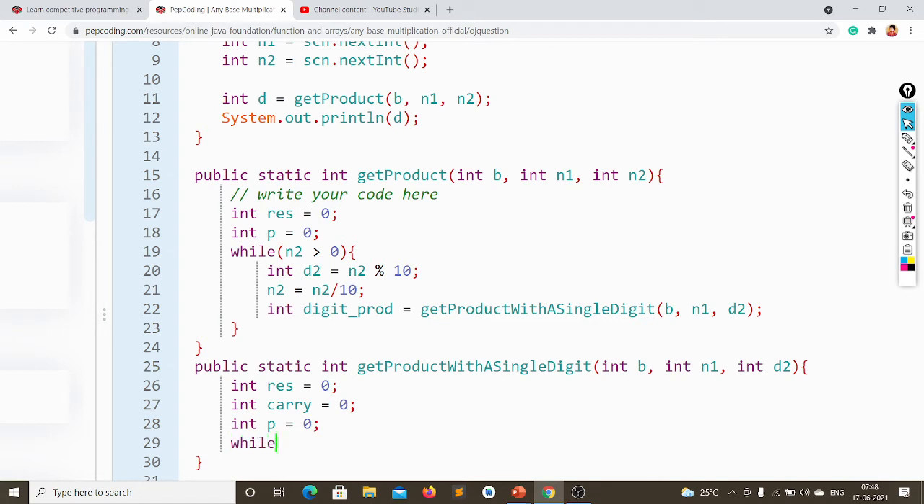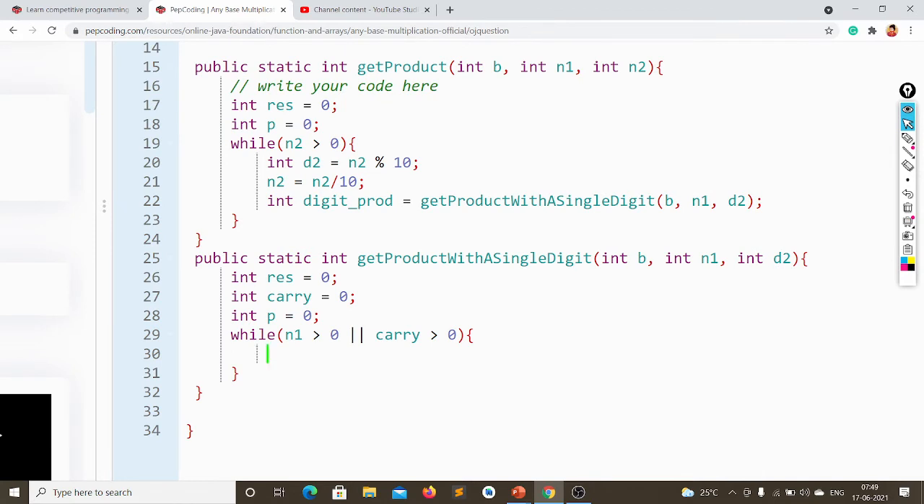Okay, while my n1 is greater than 0 or my carry is greater than 0, so anything can be possible. So don't worry, I will also explain this by tracing out the code. Okay, let's take int d1 is equal to n1 modulo division 10, and n1 is equal to n1 by 10. Okay, let's take d is equal to d1 into d2, and I'm adding whether there is any carry or not.